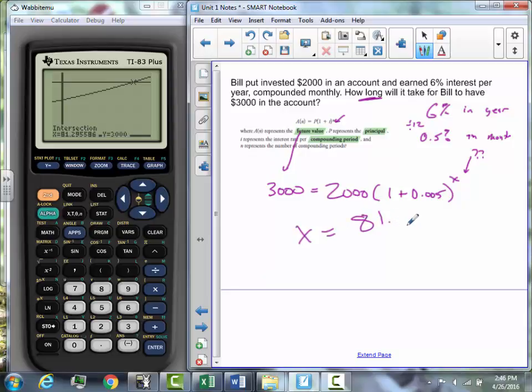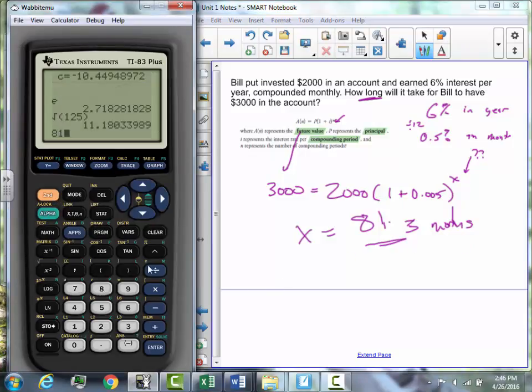Oh, 81.3. 81.3 months. So that's, well, no, it's not that bad. So 81 months divided by 12 months in a year. So just over 6 years for you to earn $1,000 in interest.